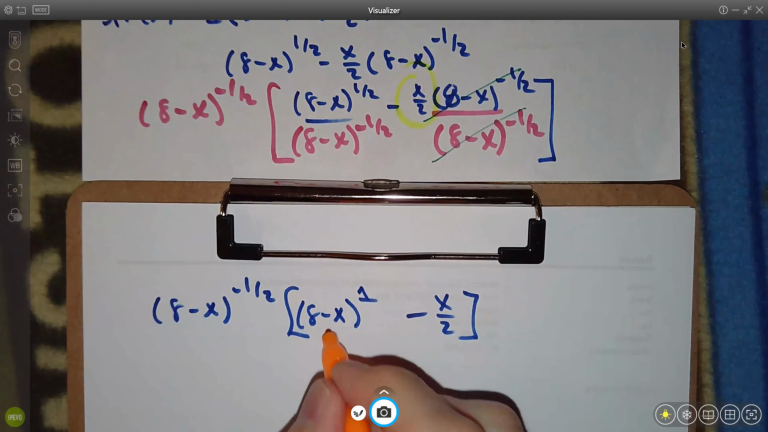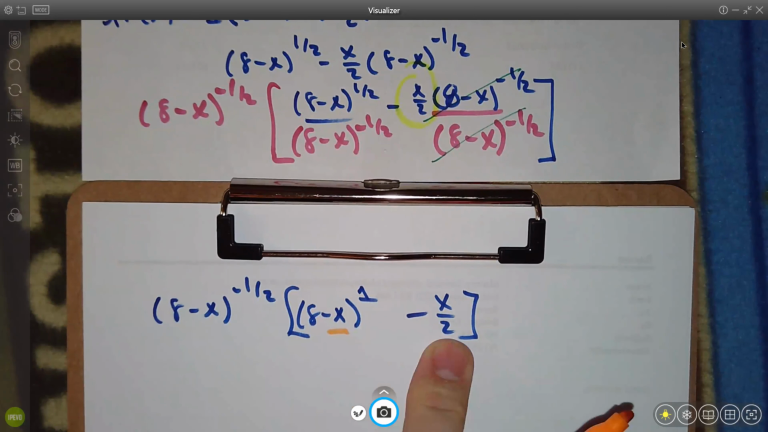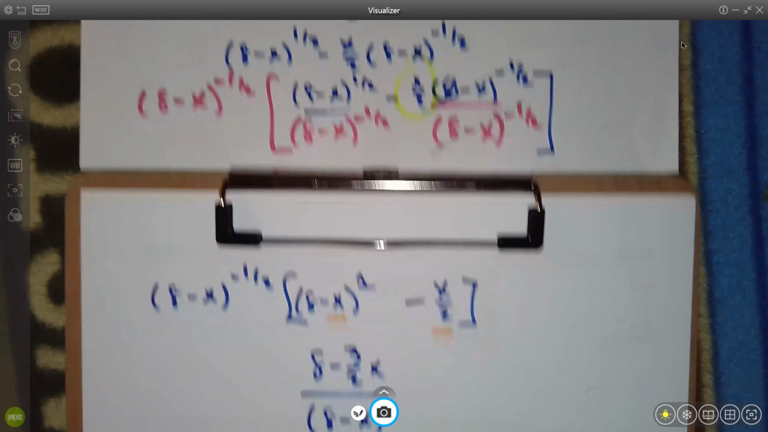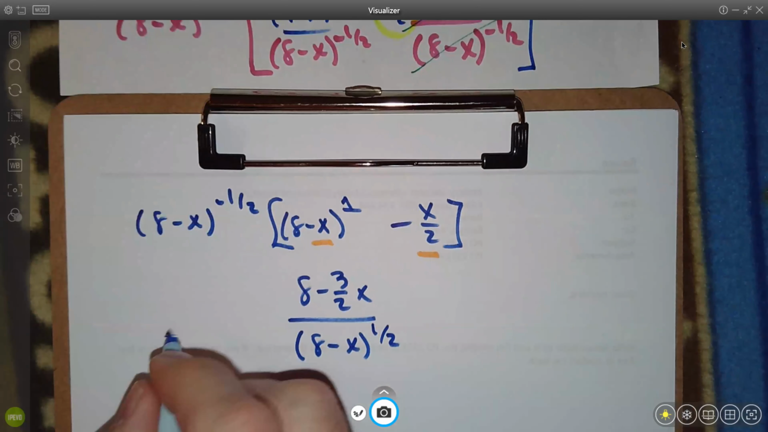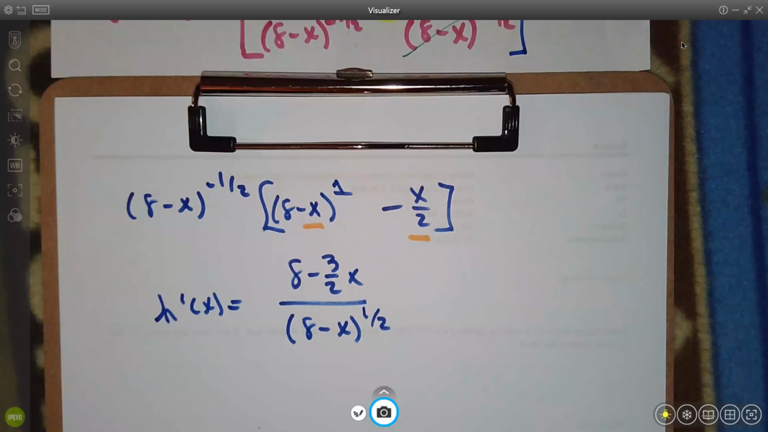All right. This and this are like terms. That has a sign of -1. That has a sign of -1/2. So -1 and -1/2 give me a -3/2 total. So this is going to be 8 minus 3/2 x. This term I'm going to bring into the denominator. 8 minus x. When I bring it to the denominator, what happens to the exponent? Positive. Yeah, it changes to a positive 1/2. So a lot of work here, but that's your h prime of x.